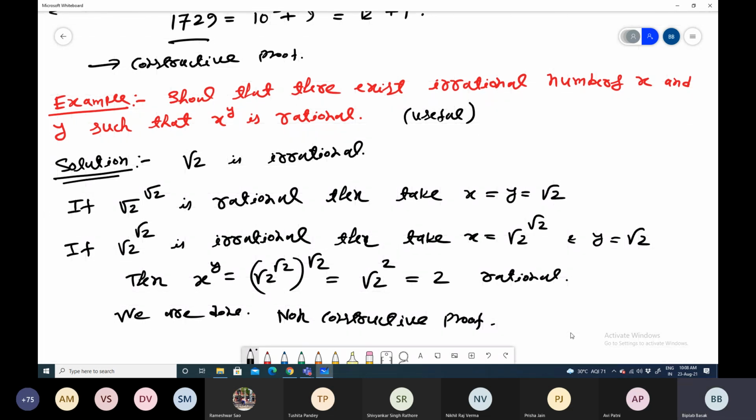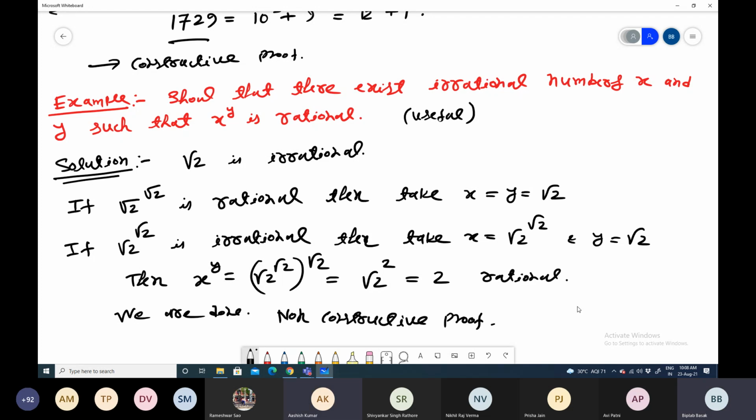Sir, yes. In the case where root 2 to the power root 2 is rational, how are we telling that this proves that this is rational? Which one? Sir, in the second line of the solution of this example.